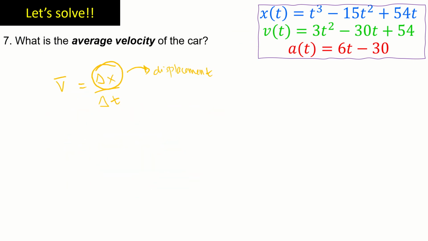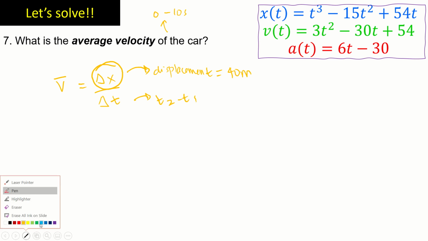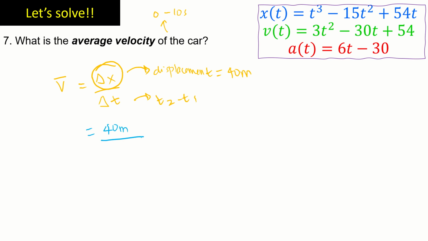So, wala tayong problema. We already were able to solve this one. So, you can see na yung step-by-step na problem solving natin, napakadali na lang siya. This is 40 meters. While the change in time is t sub 2 minus t sub 1. Remember that the movement of the car is from 0 to 10 seconds. So here, we can just input the values that we'll be having. This is 40 meters over 10 minus 0 seconds.